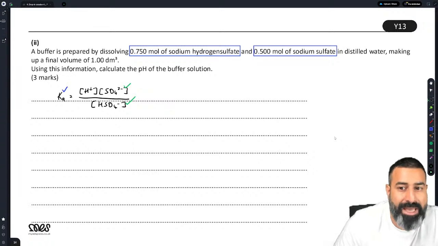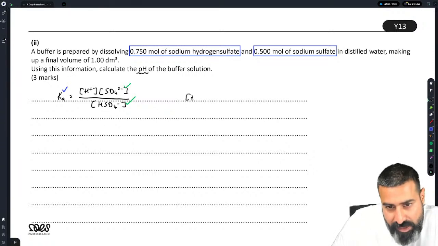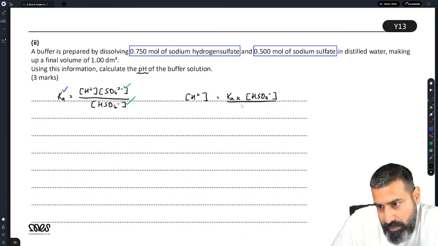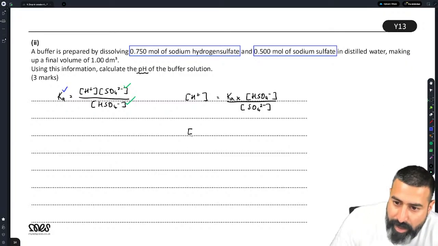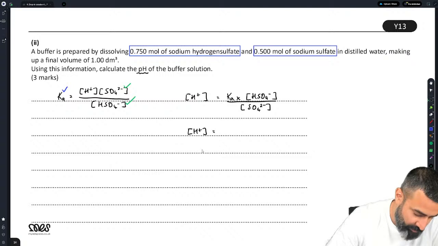So we are rearranging for H+, which is going to give us the pH of the buffer, right? So if we rearrange for H+, H+ is equal to Ka times the hydrogen sulfate concentration all over the SO4 2-. So then now we plug in the numbers. So what was Ka? Does anybody remember what Ka was? I'll quickly do it. 10 to the power of minus 1.92, if I'm not mistaken.